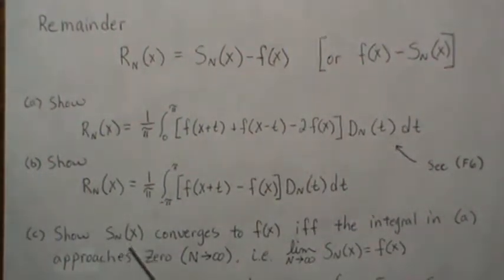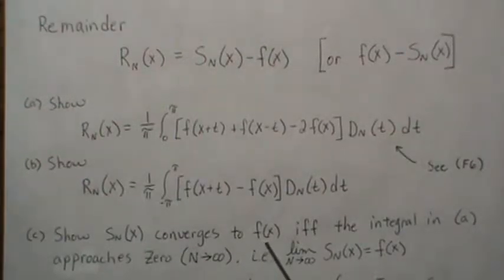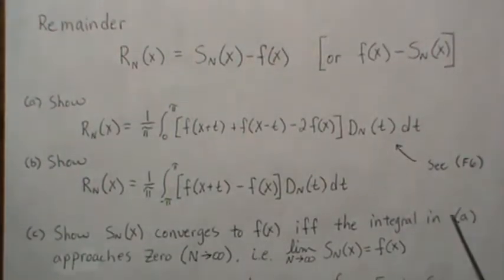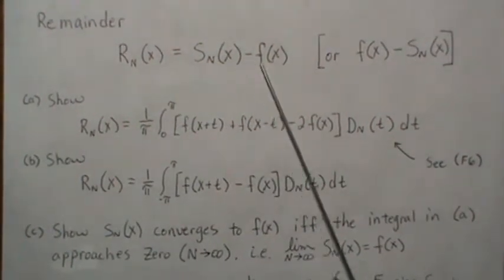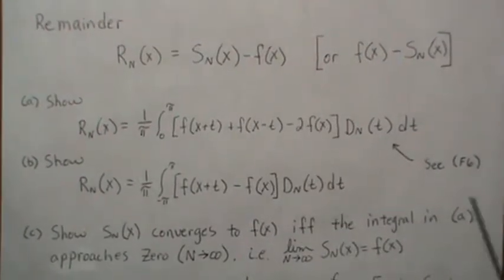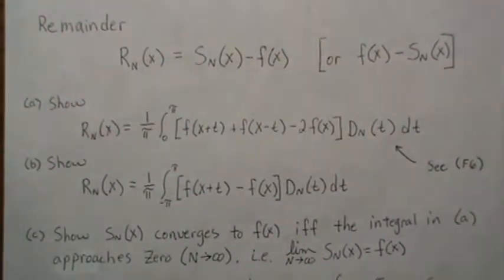And part C, we're going to show that the Fourier series converges to f of x if and only if the integral in A approaches 0. So basically what that means is if this residual goes to 0, well, those two have to equal. And it's one of those, duh moments almost, but we'll show it and prove it. But then, once we know that this residual converges to 0, so that's the only if part. So if the residual converges to 0, well, then we know that the Fourier series converges to f of x.